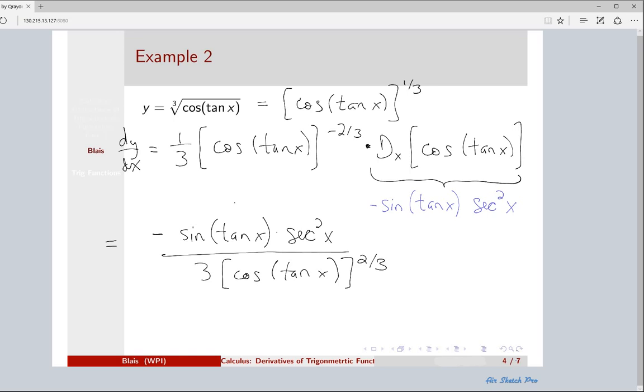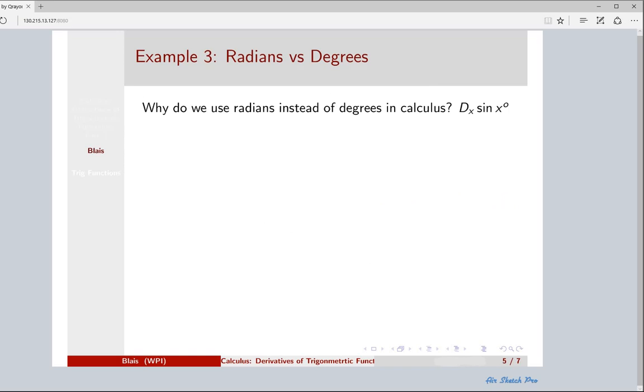Okay, let's do another one. And this is a classic example. You hear it a lot in math up to this point, that really you should be using radians instead of degrees. And it's very common that people tell you that, but don't necessarily justify it. So let's actually see why that's the case. And let's calculate just the derivative of sine of x if x is in degrees rather than radians.